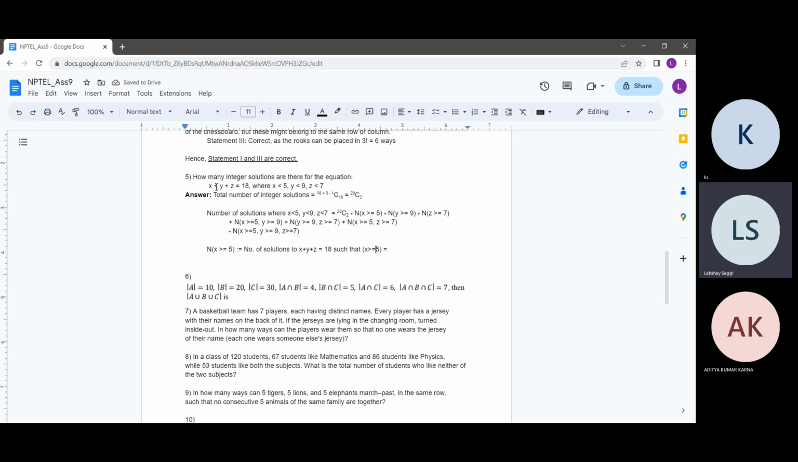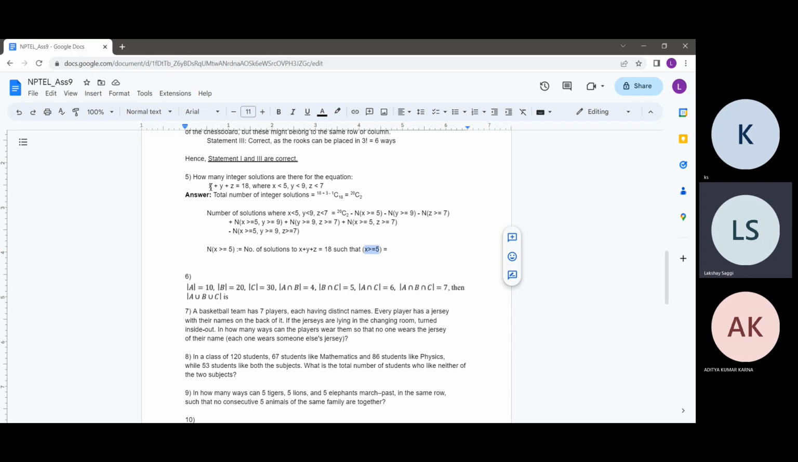What we do is, suppose we want x greater than or equal to 5, then we can subtract 5 from both sides of the equation. So this will come out to x minus 5 plus y plus z is greater than or equal to 13. I think this has already been discussed in the lectures, so I'll just do this orally. So it gets to be a revision for you guys, and I don't have to write it out again.